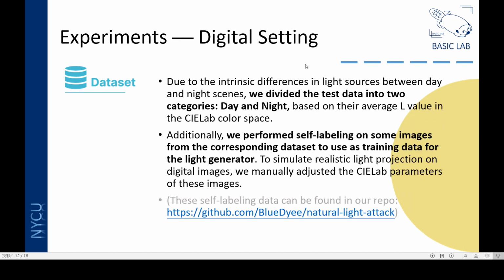For the digital setting, the first thing you will notice is that we divide the test data into two categories, day and night. For the real lab, we utilize sunlight as the light source in the day, but we cannot access sunlight at night. So as a substitution, we utilize a flashlight as the source of our attack at night. So we need to divide the test data into two categories for fair evaluation. And the second thing is that we label some images from the original dataset to train the light generator.